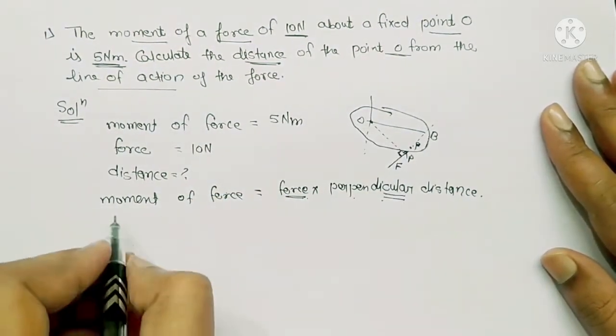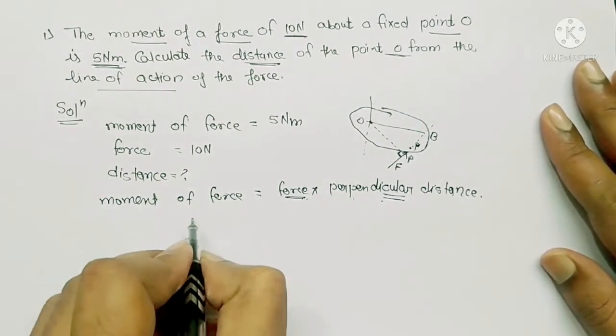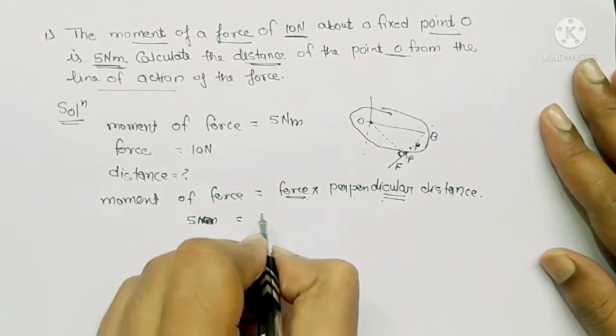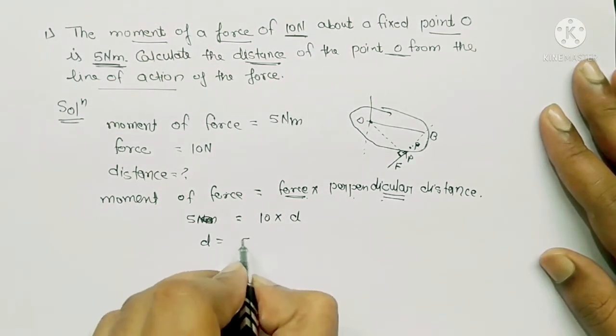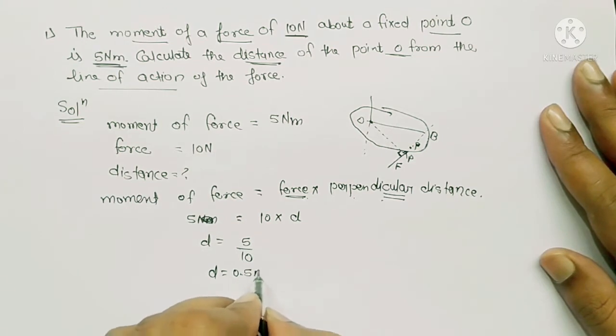Okay. Now, the moment of force is given, that is 5 Newton meter, so no need to write the unit. Force is 10 Newton, and let's say distance is D. So the D will be what? It will be 5 upon 10. So D is equal to 0.5 meter.